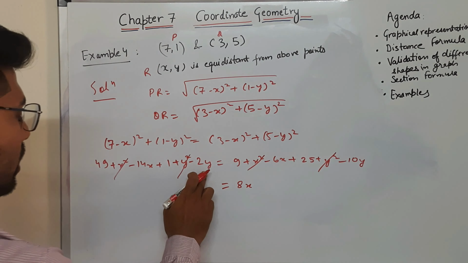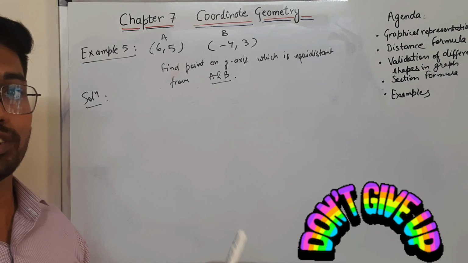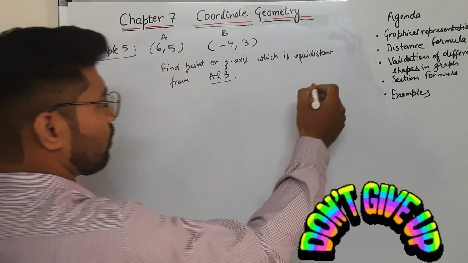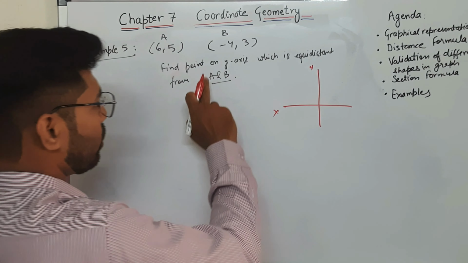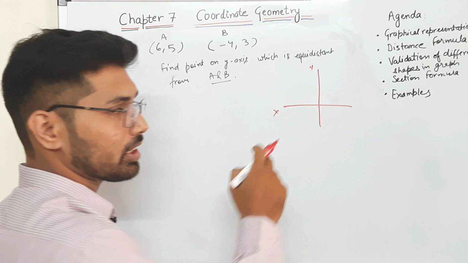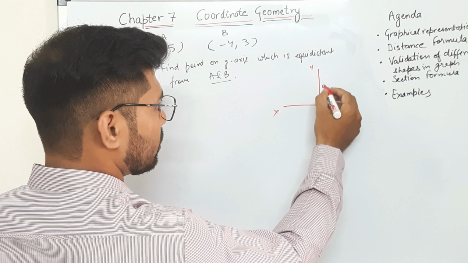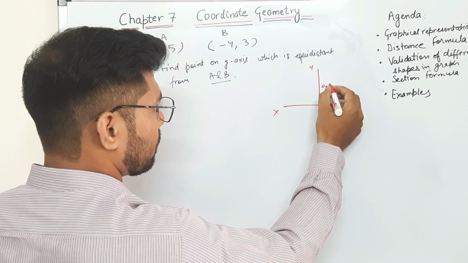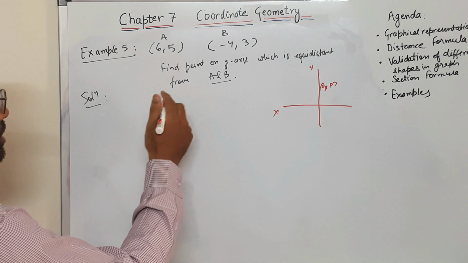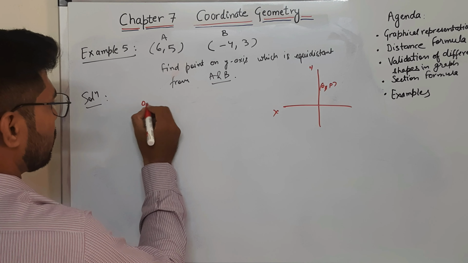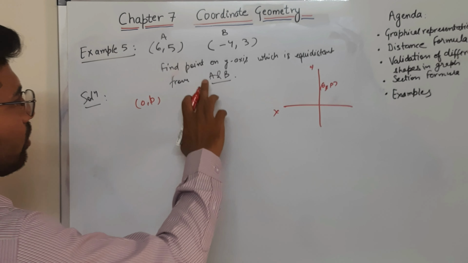Okay guys, now I'll come to the next example. In this we need to find a point on the y-axis which is equidistant from A and B. For example, this is our x-axis and y-axis. For any point on the y-axis, the abscissa is 0, so the point will be of the form 0 comma p. So let's suppose the point is 0 comma p, and we need to find this point on the y-axis.